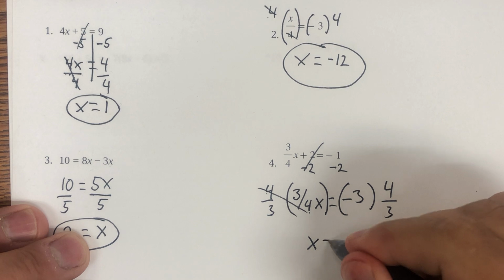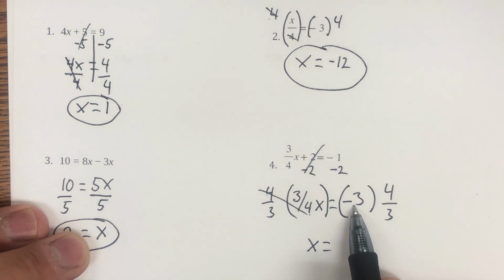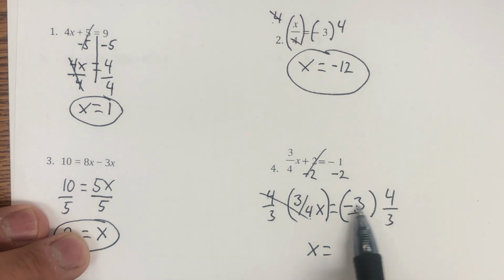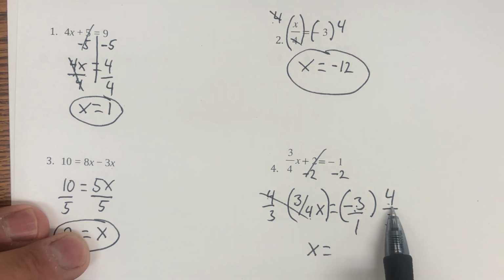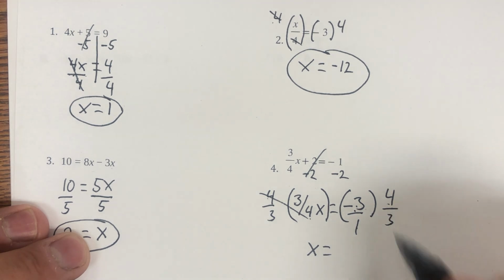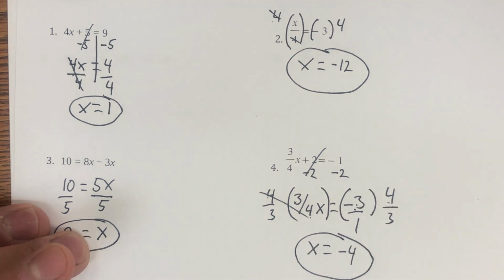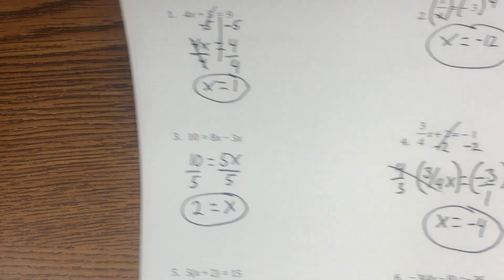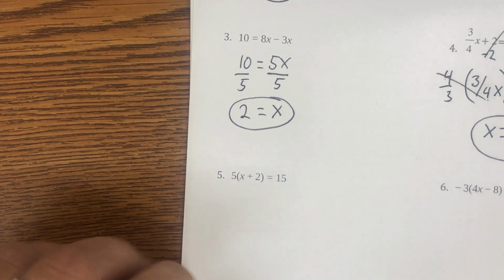X is now by itself, equals. Now, when you multiply fractions, this negative 3 is over 1. Negative 3 times 4, straight across, is negative 12. Negative 12 over 3 is negative 4. You could also type that into a calculator if you so choose. Option is yours. Next example, number 5.